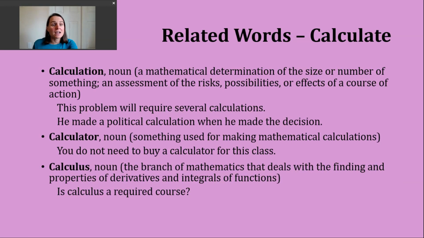Now, let's spend just a couple minutes looking at some words that are related to our verb calculate. The first word we're going to look at is just the noun form of this word. It's calculation, and it can have a couple meanings just like our verb. One meaning for this noun is a mathematical determination of the size or the number of something. An example of this meaning in a sentence could be, this problem will require several calculations.